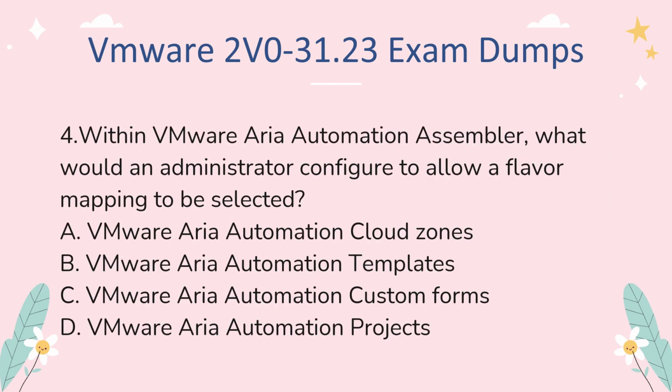4. Within VMware Aria Automation Assembler, what would an administrator configure to allow a flavor mapping to be selected? A. VMware Aria Automation Cloud Zones. B. VMware Aria Automation Templates. C. VMware Aria Automation Custom Forms. D. VMware Aria Automation Projects.